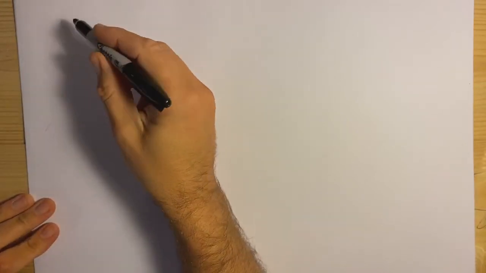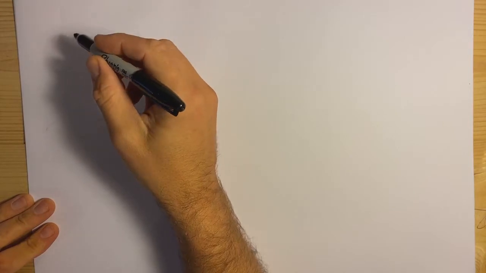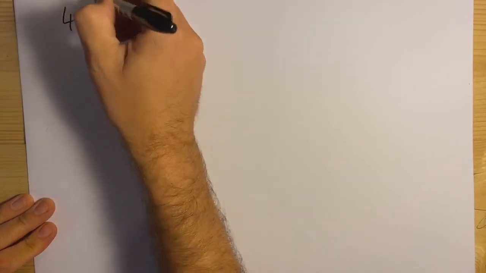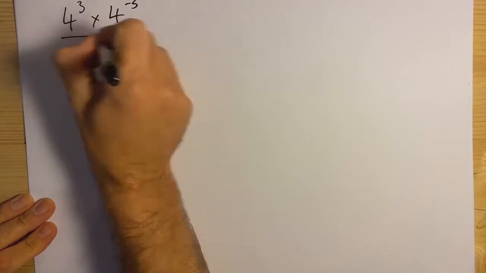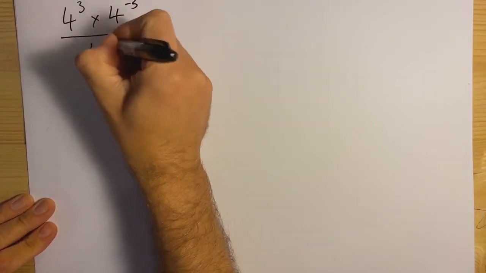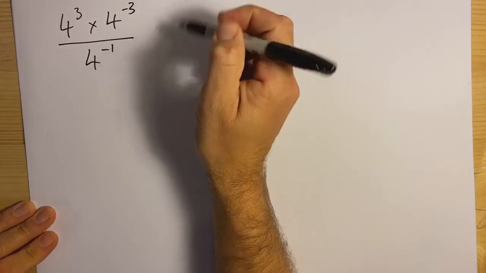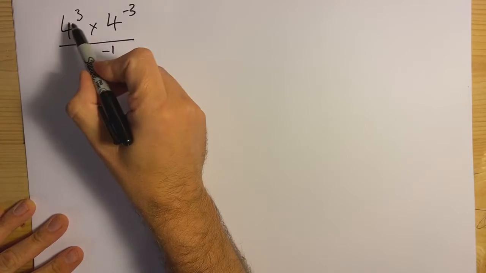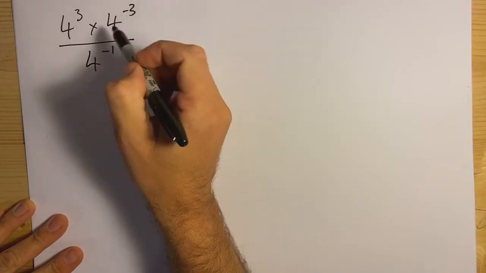Okay, so I wanted to go through a couple of questions that are there on worksheet 1 just so you can see how it would be done. So we'll start with question 1C, which has got 4 cubed times 4 to the minus 3 all over 4 to the minus 1. Now, we could just go straight through our standard way of doing this, and we can say, because we're multiplying powers, we can add them, and then when we divide by powers, we subtract them.